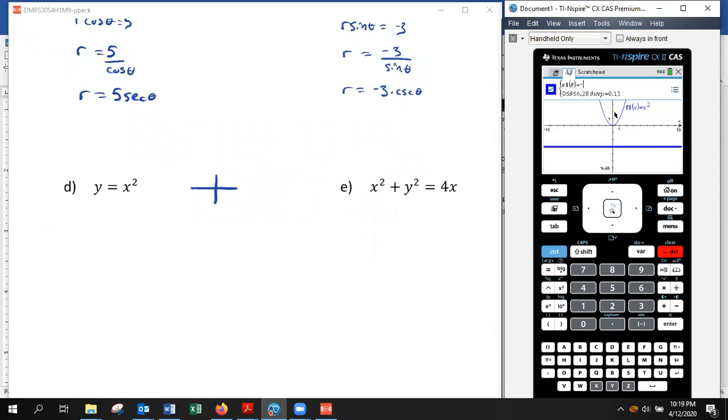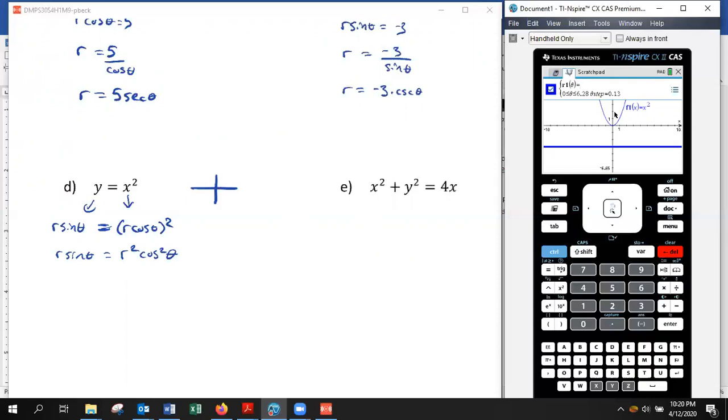I should have shown you this before, but those were easy lines that we had. So y equals x squared. Well, I know that y is r sine theta, and I know that x is r cosine theta. So r sine theta is going to be equal to r squared cosine squared theta. And I've never encountered anything like this before.